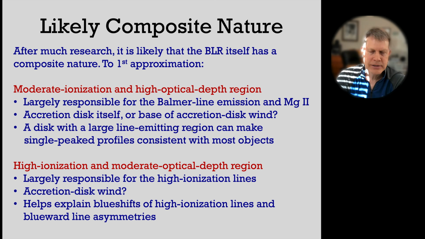So here, you could have a single phenomenon explaining a broad variety of emission line profiles, both double-peaked and single-peaked lines. So that's one idea. Then there is thought to be another region, again, a high ionization and moderate optical depth region. And this region would be largely responsible for the high ionization lines. This could perhaps be an accretion disk wind. This would help to explain, for example, the blue shifts that are often seen of the high ionization lines, as well as blueward line asymmetries and such.